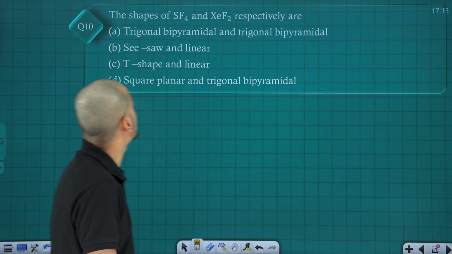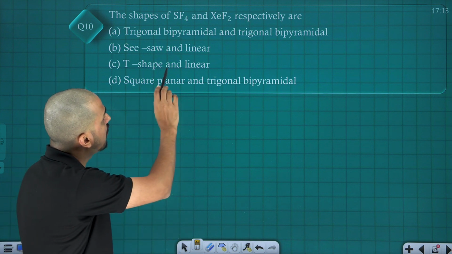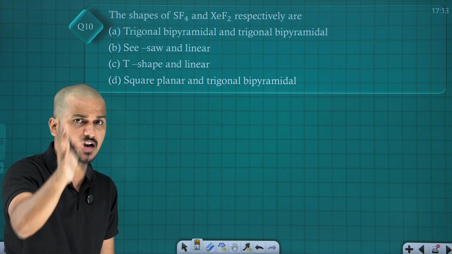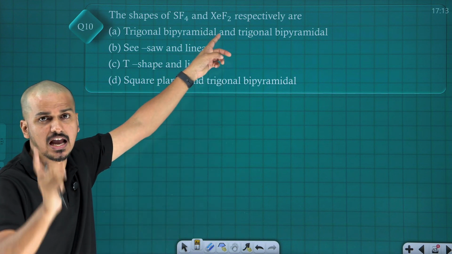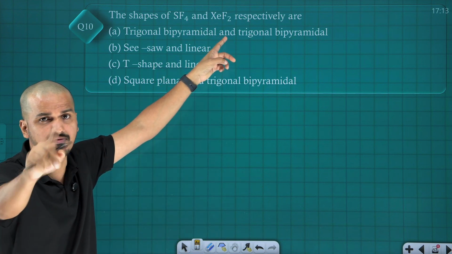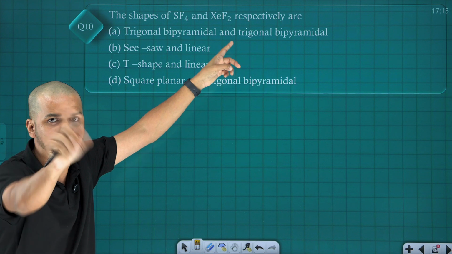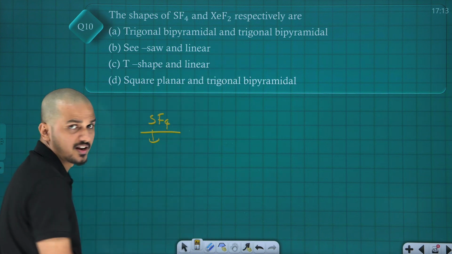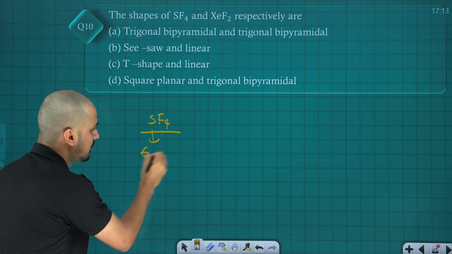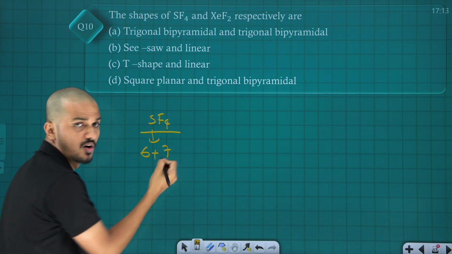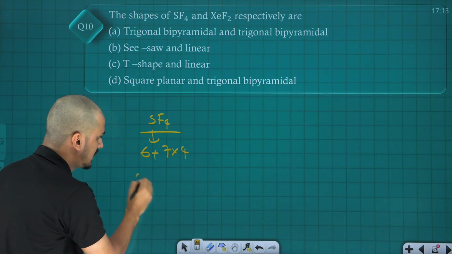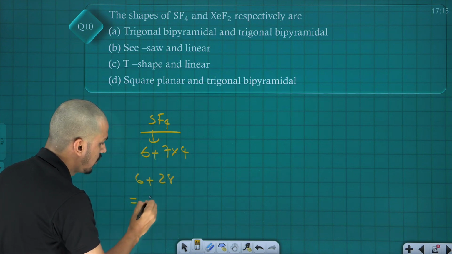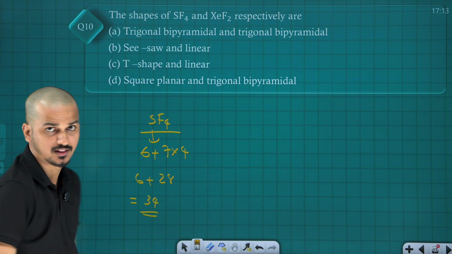Next question. The shapes of SF4 and XeF2 respectively. You can do it in many ways. We can do it with our idea. For shape, VSEPR theory and valence bond theory both contain V, so we have to take the valence electrons. What about SF4? Sulfur valence electrons 6. Fluorine valence electrons 7. So 6 plus 7 into 4, that is 7 into 4 means 28. So total 34 valence electrons are there.